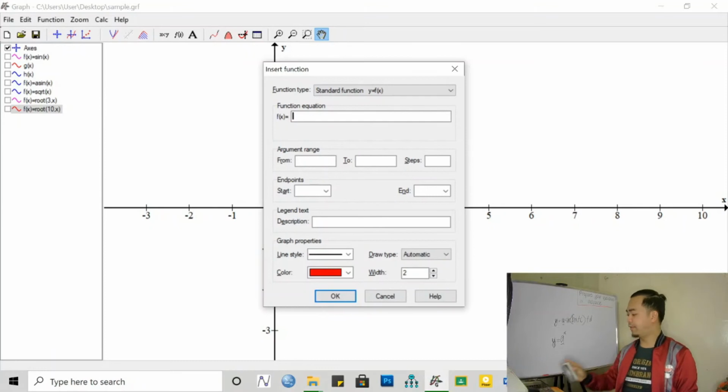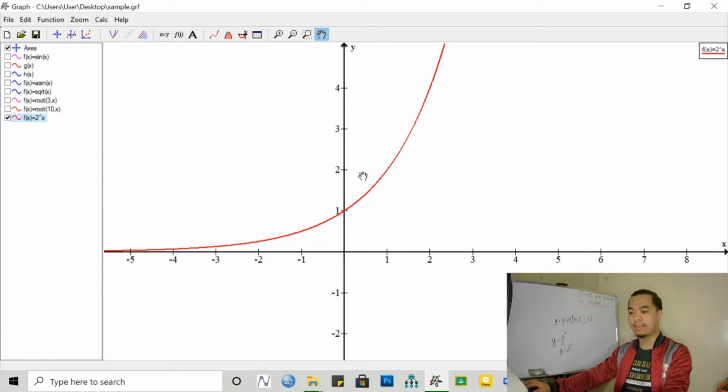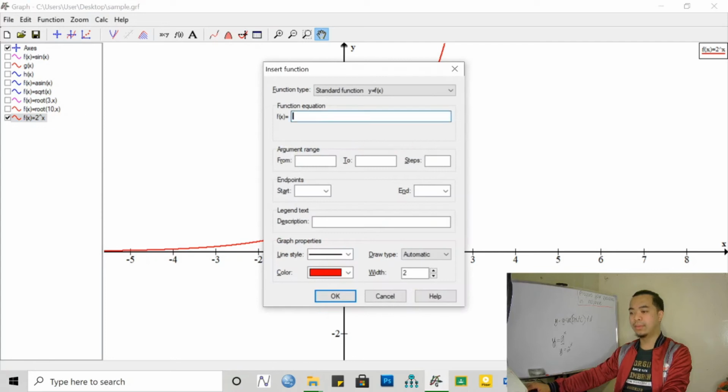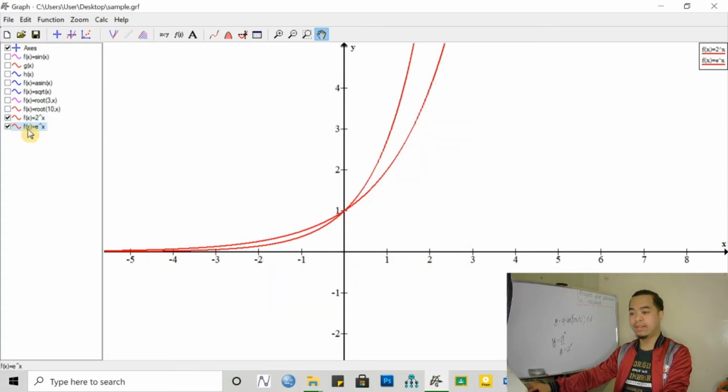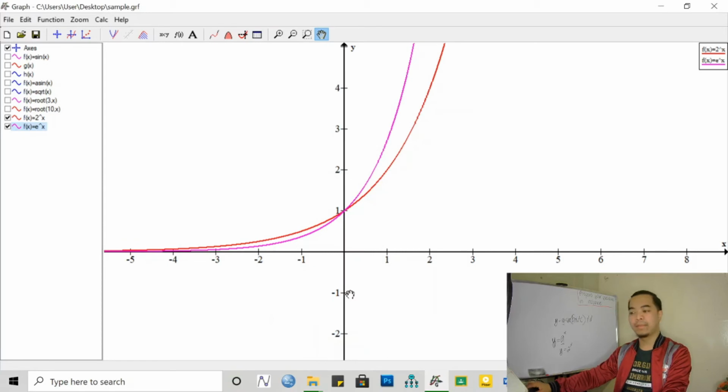So let us try to graph y equals 2 raised to x. So we have 2 raised to x. How does it look like? There we have it. This is the graph of 2 raised to x. What else? We can actually make the value of a equal to e, Euler's constant. And that's the graph. It's similar, but not entirely the same. There we have it. We can put arrowheads and change the labels if we want.